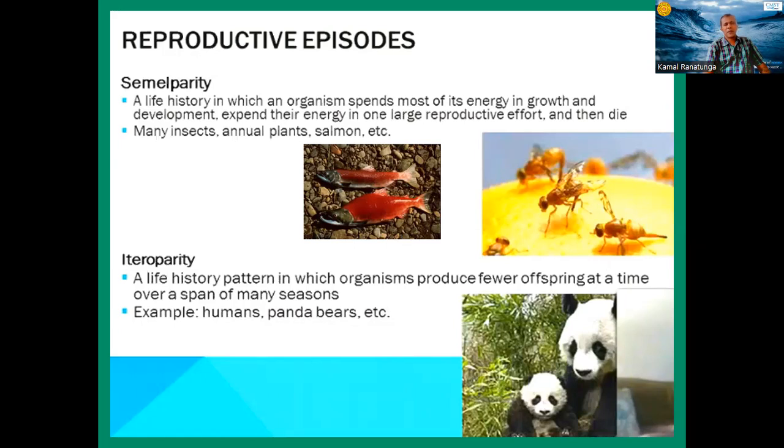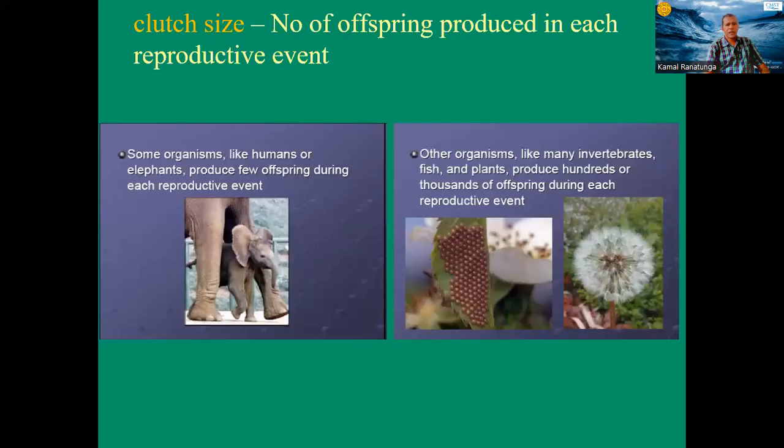Just the terms, right? You will learn these things maybe at a later stage. You just need to keep the terms. You should be familiar with these terms, right? And there's another thing we call the clutch size, right? Clutch size is how many offspring they produce. I mean, during a reproductive event, how many individuals they are going to produce is the clutch size.